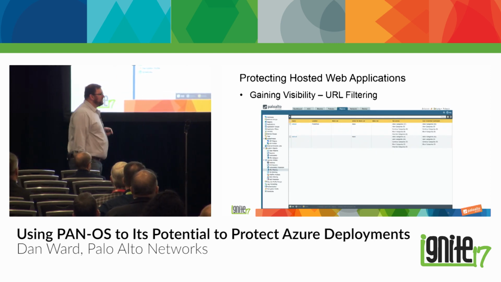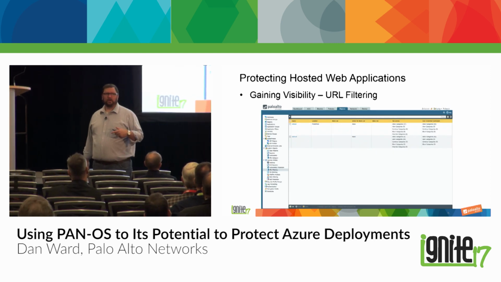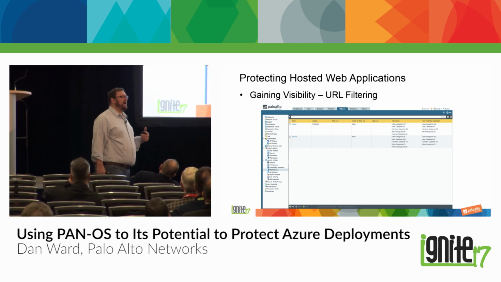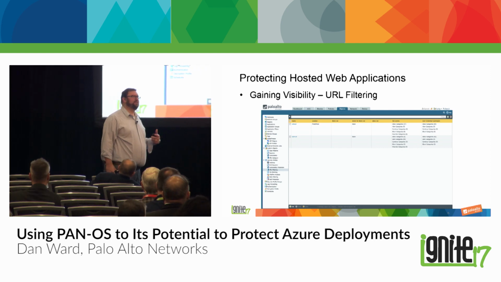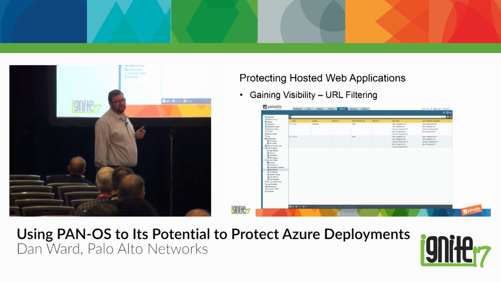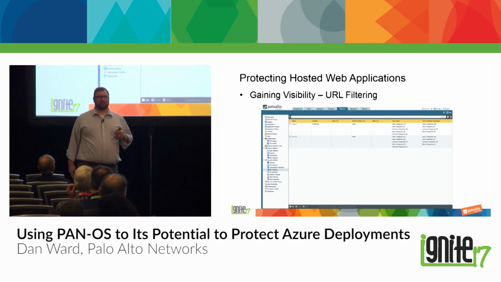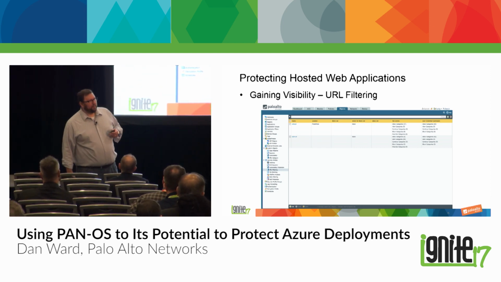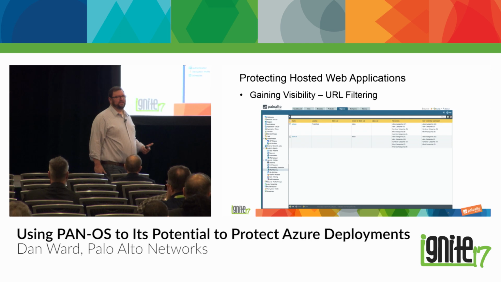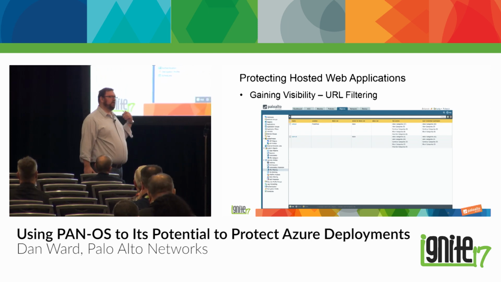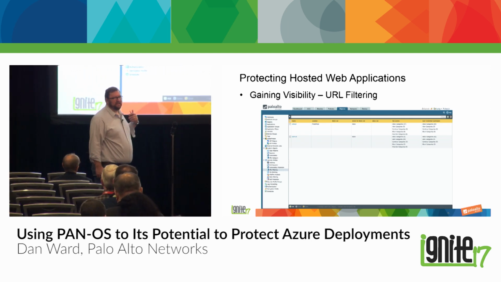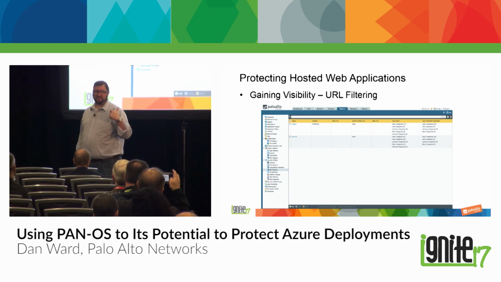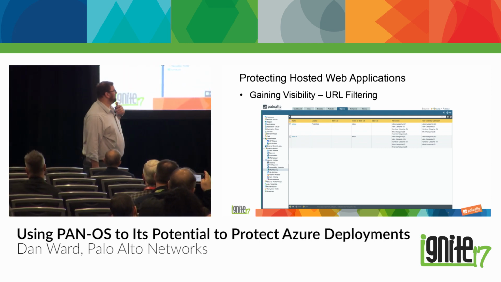The other thing that we want to do is understand the URL filtering aspect. A lot of people think of URL filtering as an outbound function. I'm going to use this to protect my end users from malicious things or things that create liability for me on the internet. But when we're hosting web applications, we can use the URL filtering function to tell us what URLs are being requested from our web applications. How awesome is that, right? So I can mine that information as well.